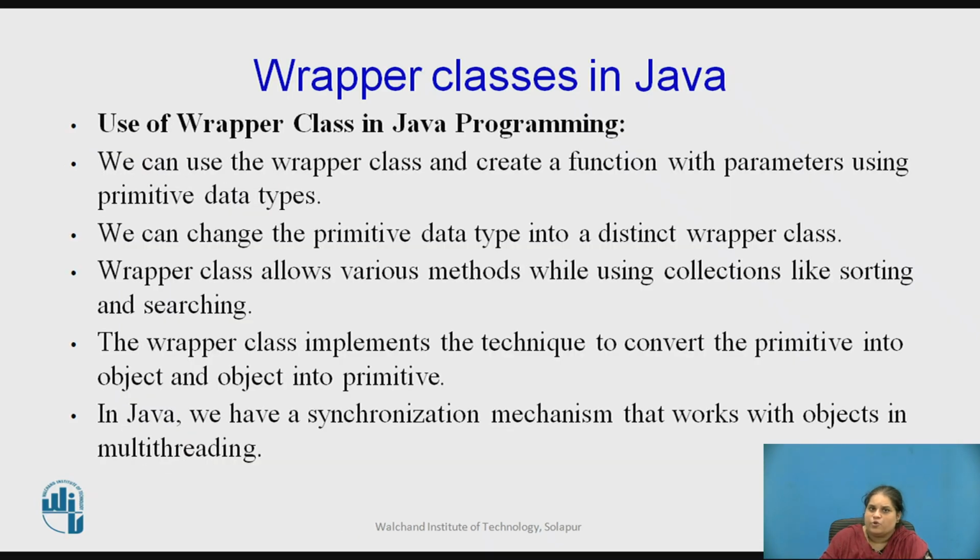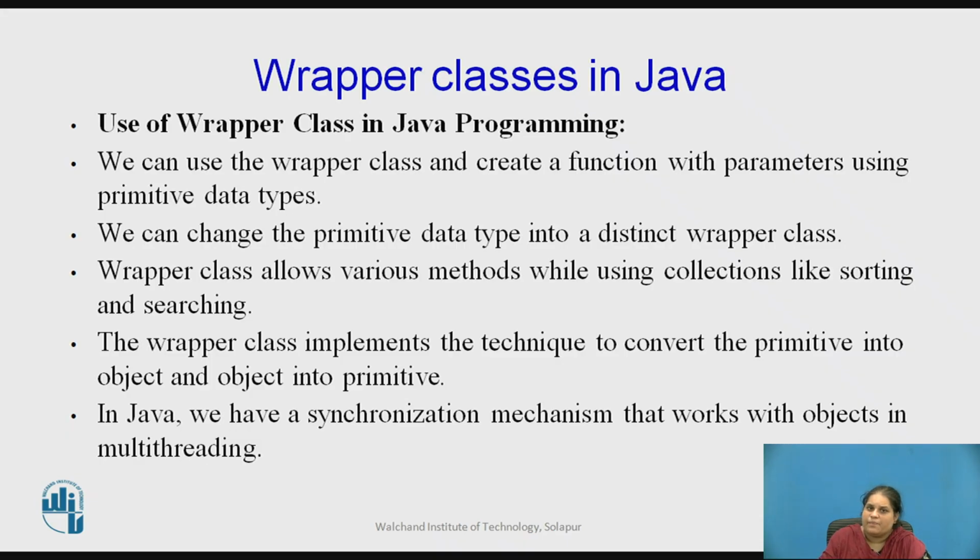Here are the uses of wrapper classes in Java programming. We can use wrapper classes and create functions with parameters using primitive data types. Also we can change a primitive data type into its distinct wrapper class, which we have already seen. Wrapper classes allow various methods while using collections, like sorting and searching. So in the Java collection framework, we require wrapper classes for sorting of the data, and also for searching operations in an array.